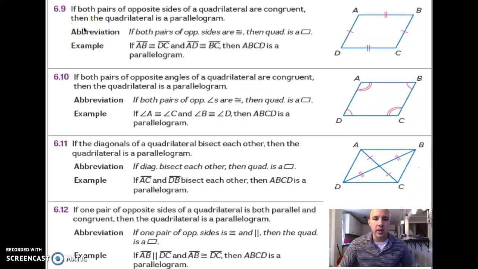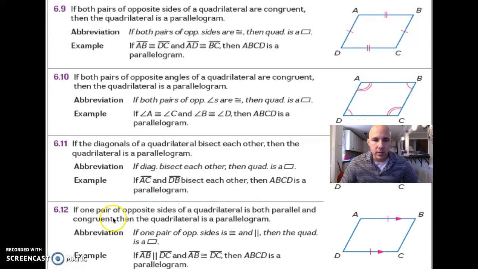Welcome back again. This is the last condition for a parallelogram. If one pair of opposite sides is both parallel, and here's the notation for parallel, and congruent, then we can safely say that the quadrilateral is a parallelogram. Again, let me know what you think, and I'll help you out with that.